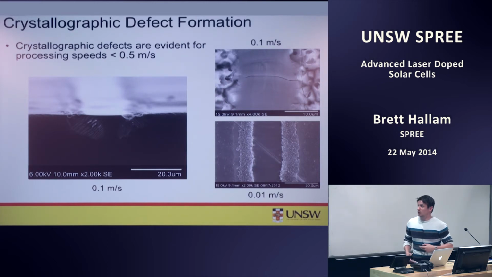And certainly we don't want those on our solar cell for making contacts, because some of these cracks can extend well beyond the diffused region, so they'll be in the bulk silicon.